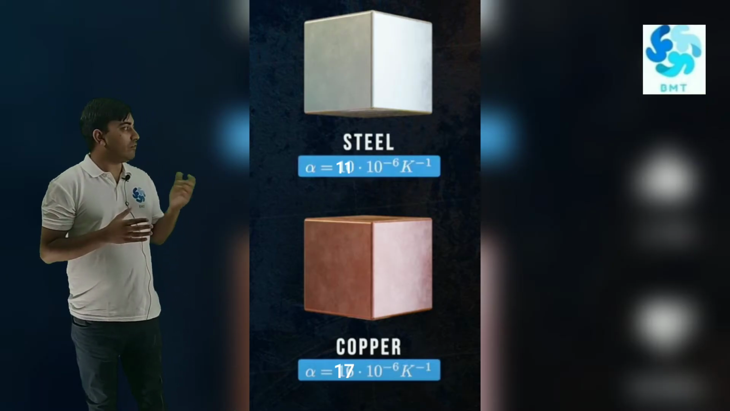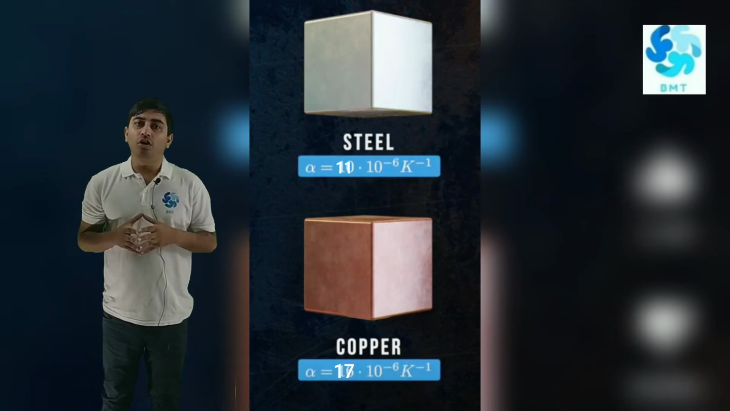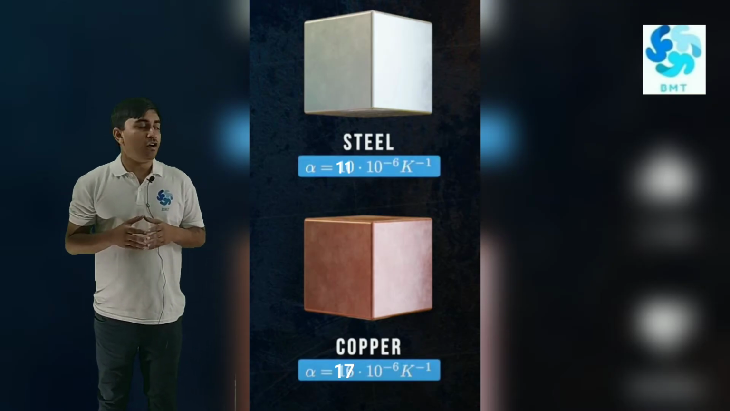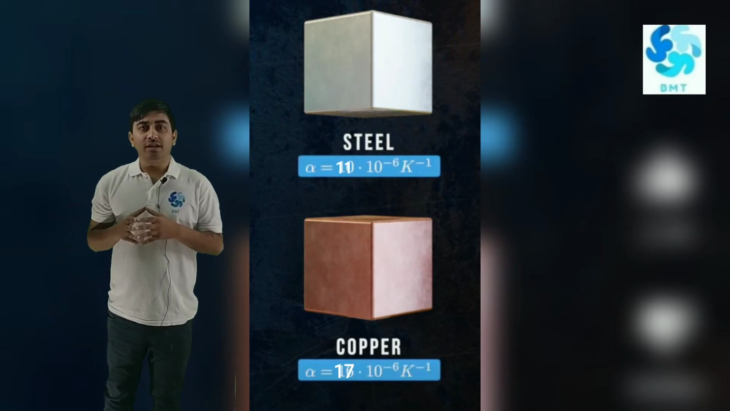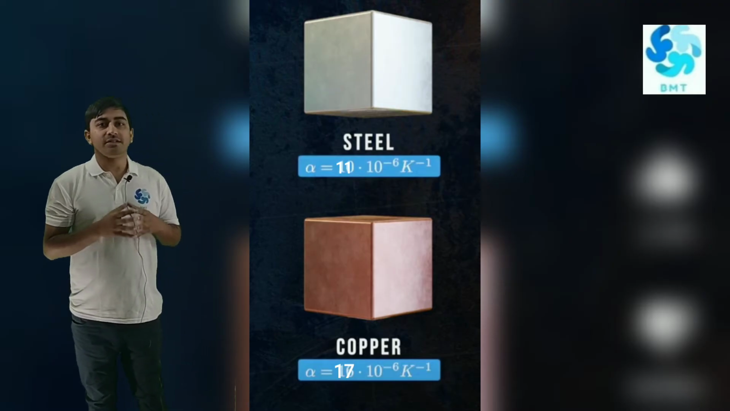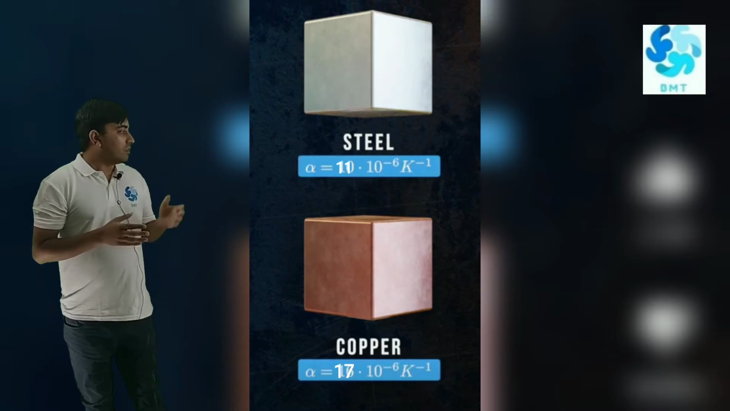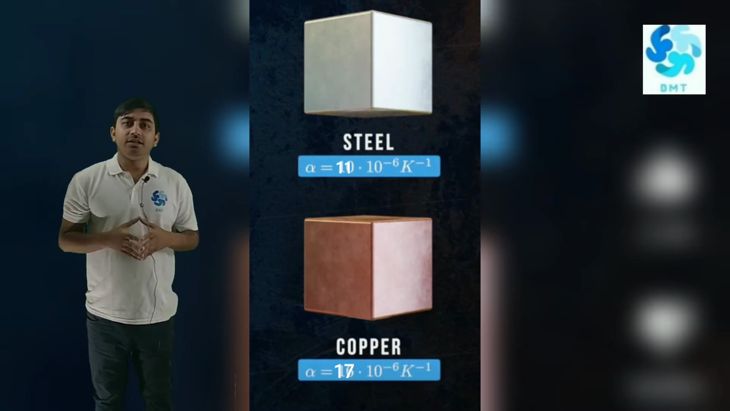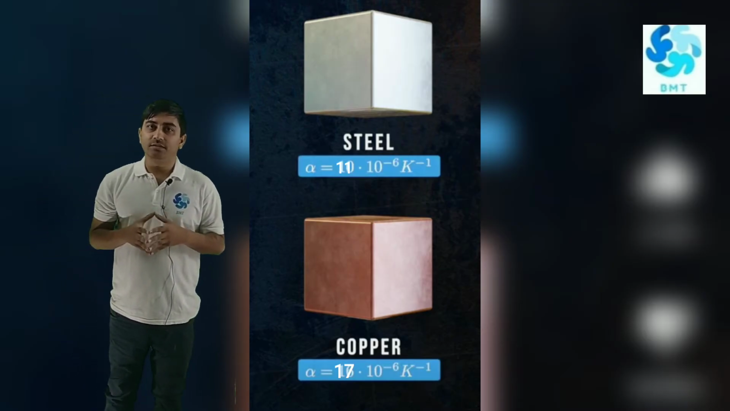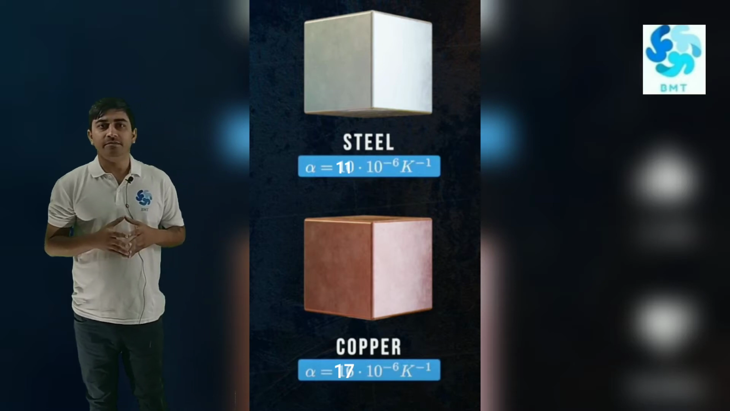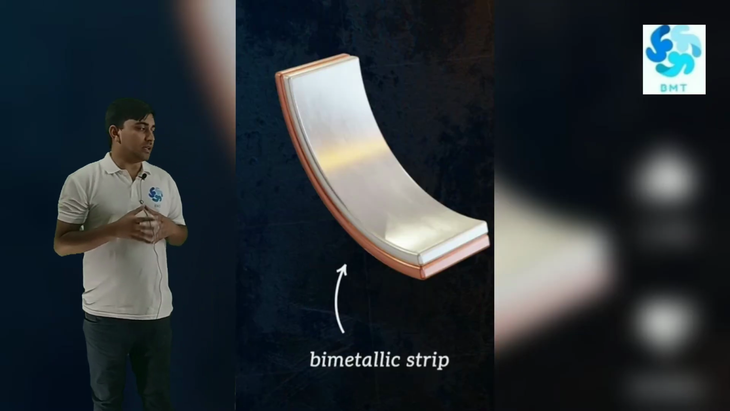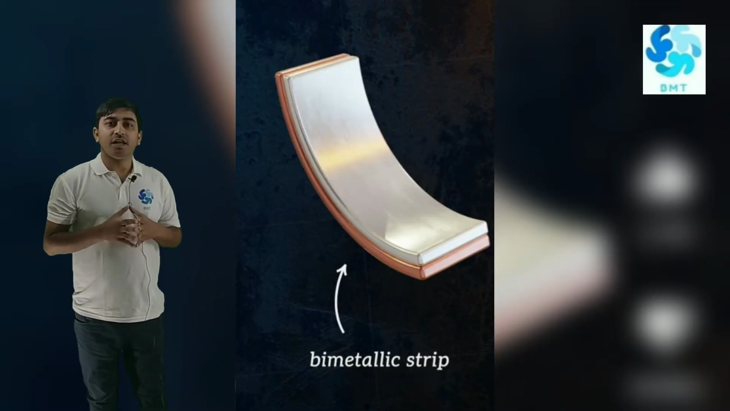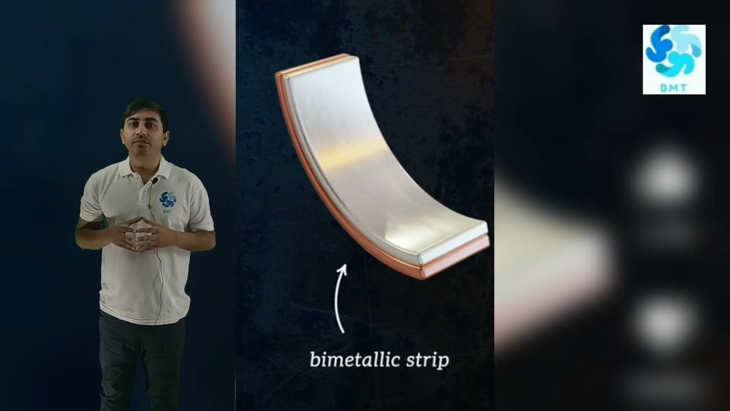So, if the value of thermal expansion or coefficient of linear expansion for the steel is 11 into 10 raised to the minus 6 per Kelvin or per degree Celsius, then the value for the copper is 17 into 10 raised to the minus 6 per degree Celsius or per Kelvin. Now, if we join these two metal plates with each other, then it will form a bimetallic strip.